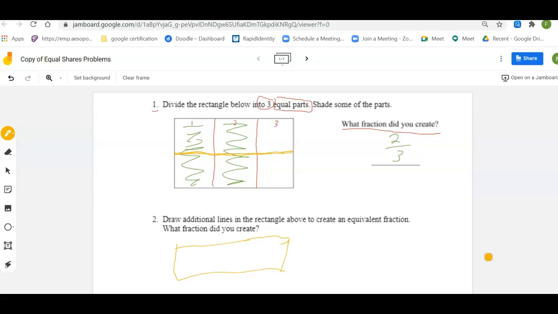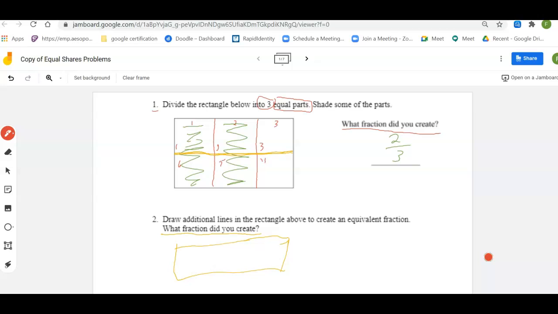Now, what fraction did I create now? So I've got the same rectangle, but now instead of 3 equal parts, I've divided it up into 1, 2, 3, 4, 5, 6 equal parts now. So now I've divided it up into 6 equal parts.